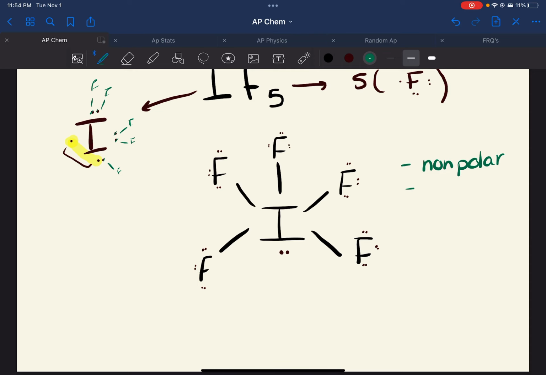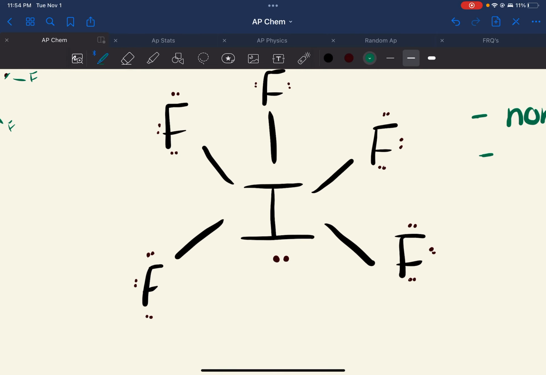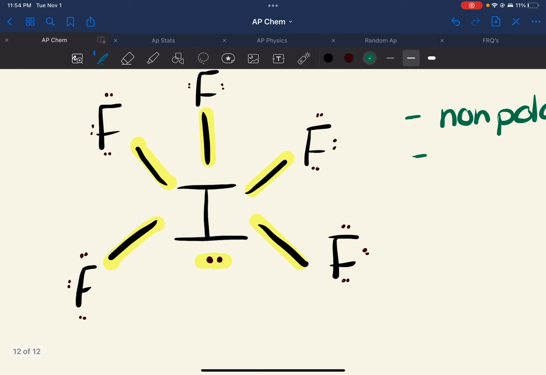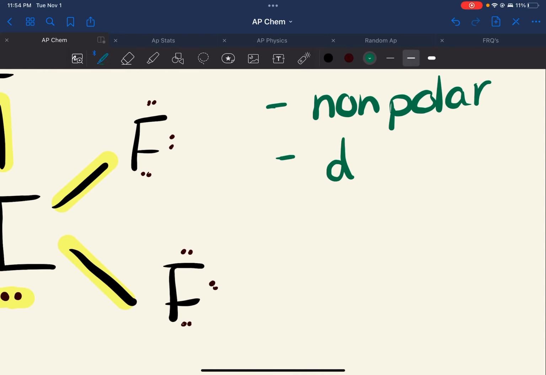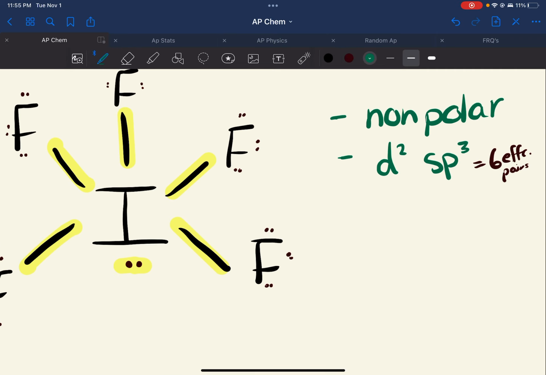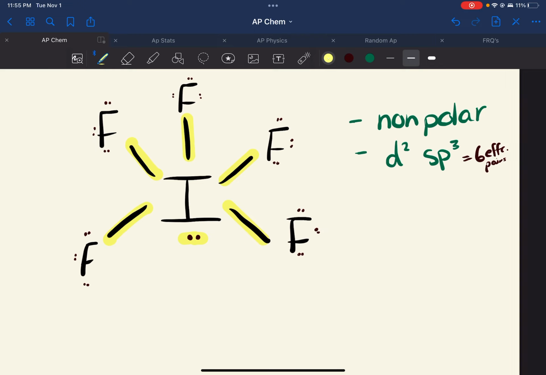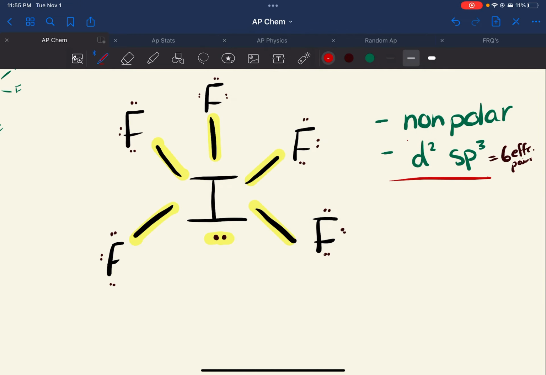We can predict the hybridization. We know that iodine is surrounded by, let's count, 1, 2, 3, 4, 5, 6 effective pairs, which means our hybridization is going to be d2sp3. 3 orbitals for p plus 1 s is 4, plus 2 d gives you 6 effective pairs. Once you've narrowed it down to here, it's pretty easy to predict the shape because your options are now limited, because not every shape has these characteristics.